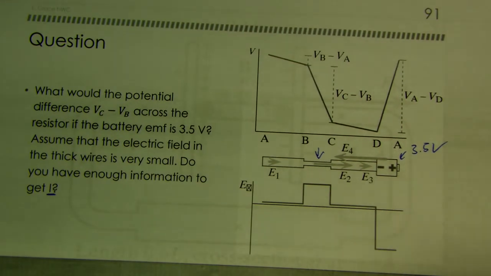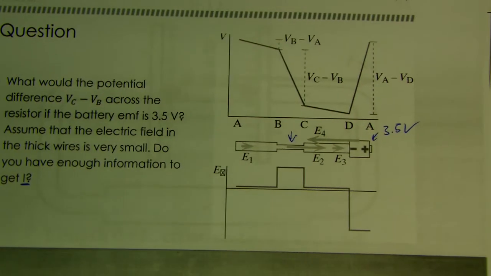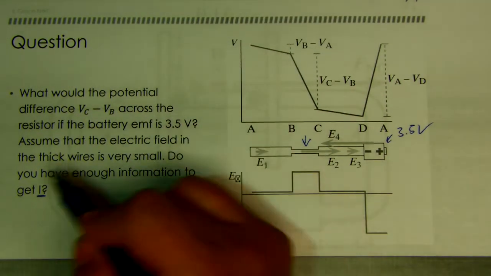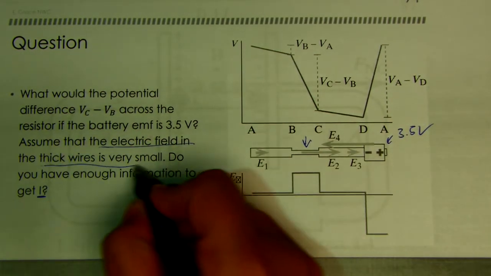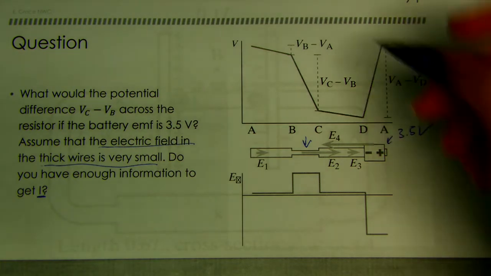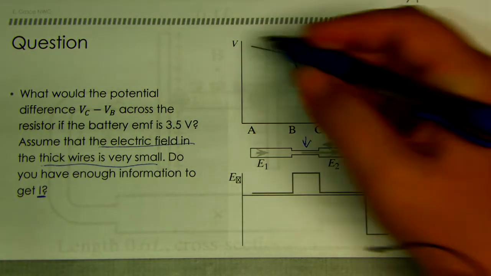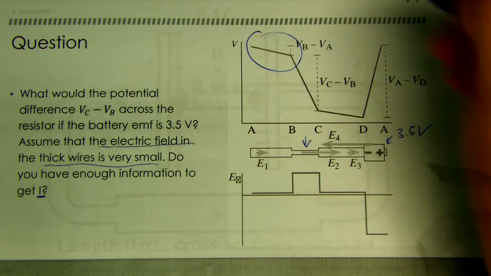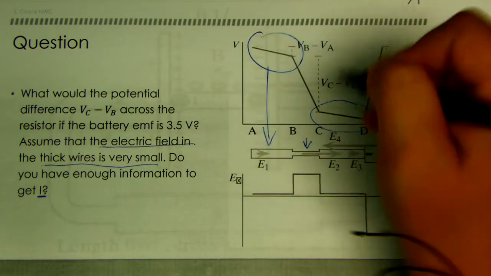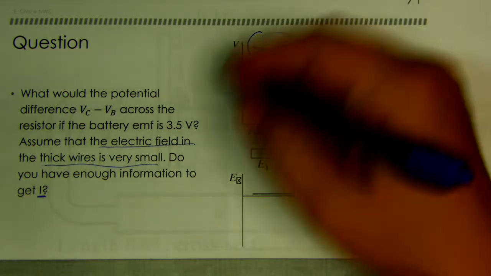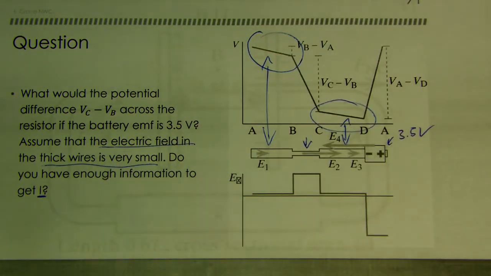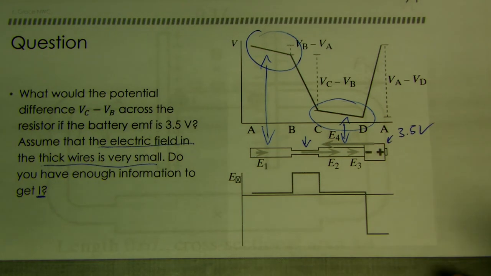Okay, so before I move this to start working it out, there's one thing I want to point out from the way the question is written to what we actually see. Here it says you can assume the electric field in the thick wires is very small. However, we can see that that's not entirely true. If we look at this graph, we can see here and here, which correspond to the thick wires, that there is actually a delta V. So you want to actually use this graph and not make this assumption, even though the question has set you up to do that.